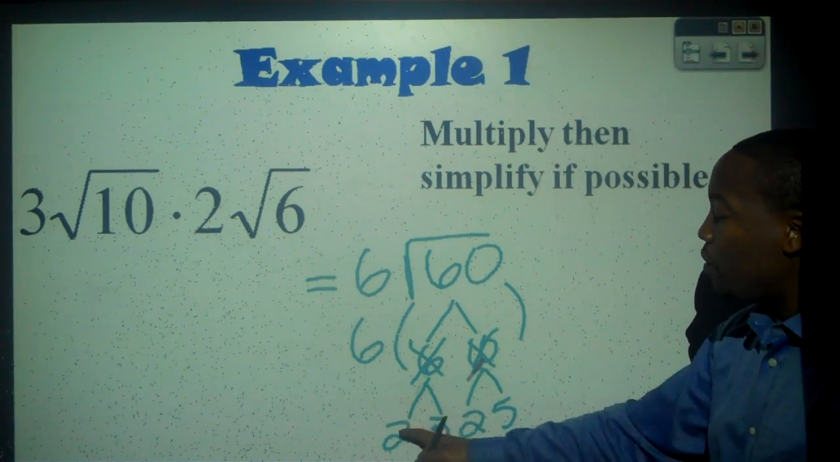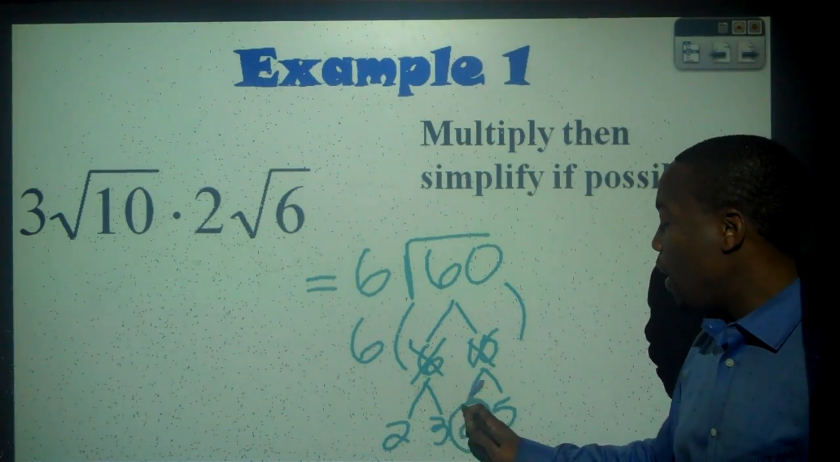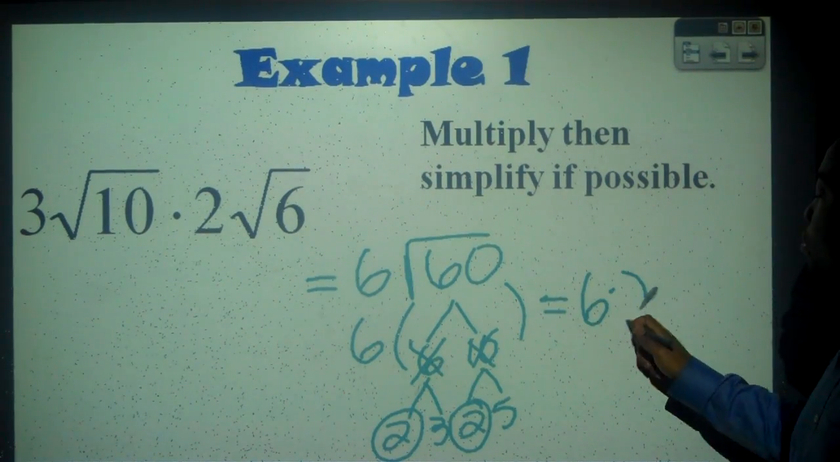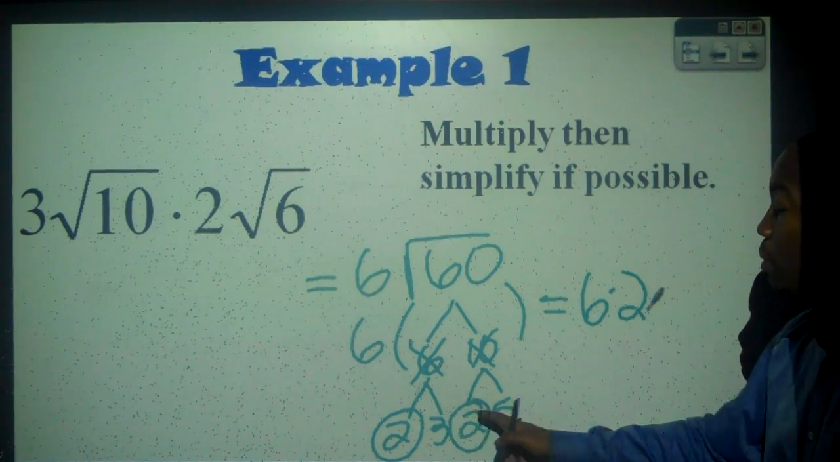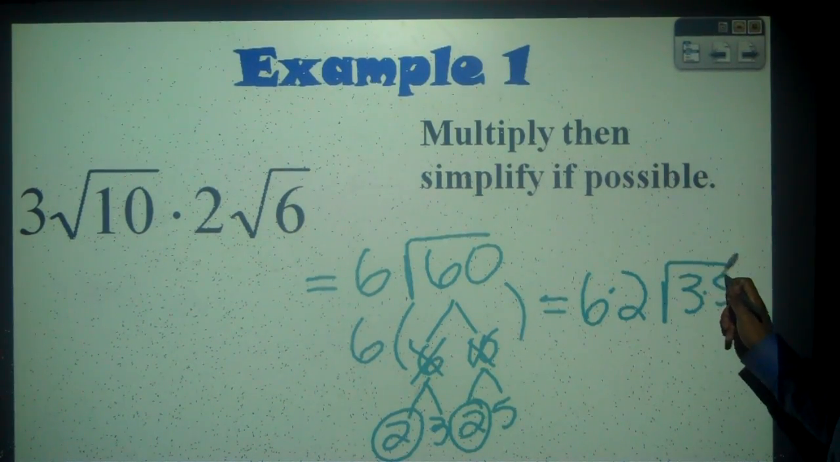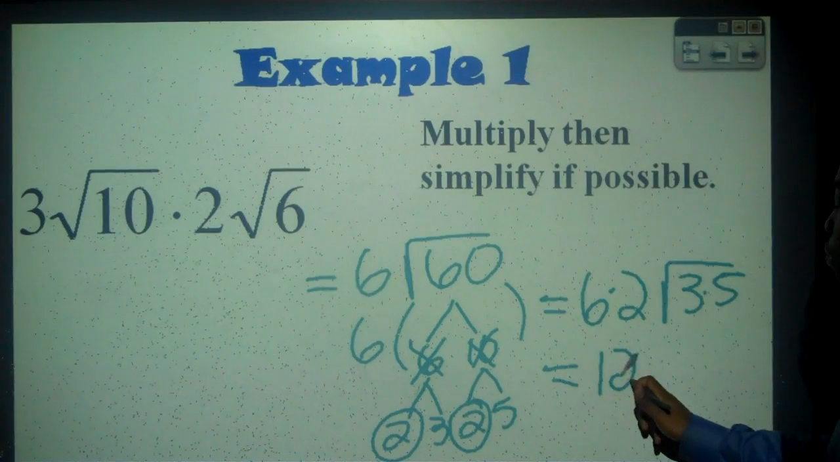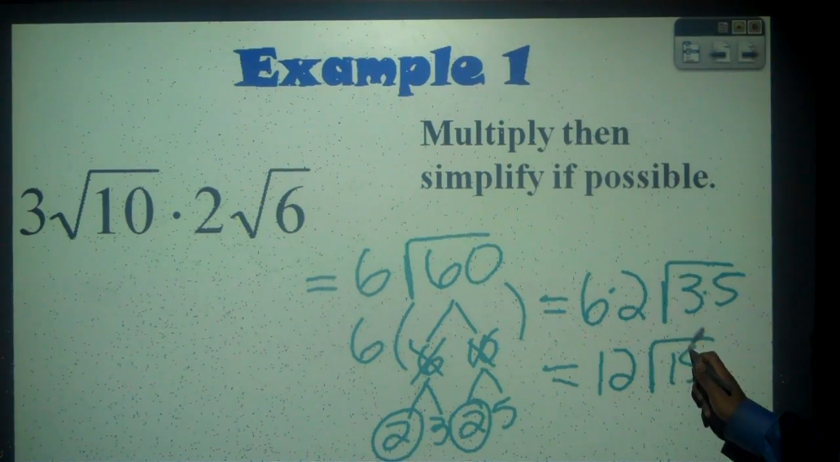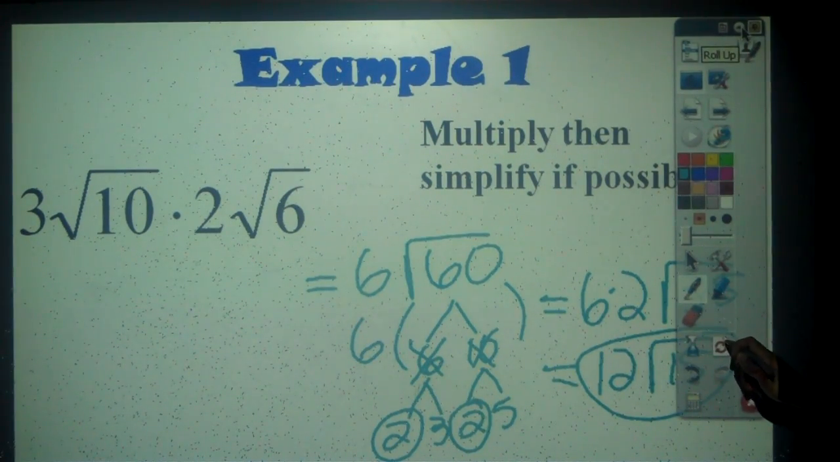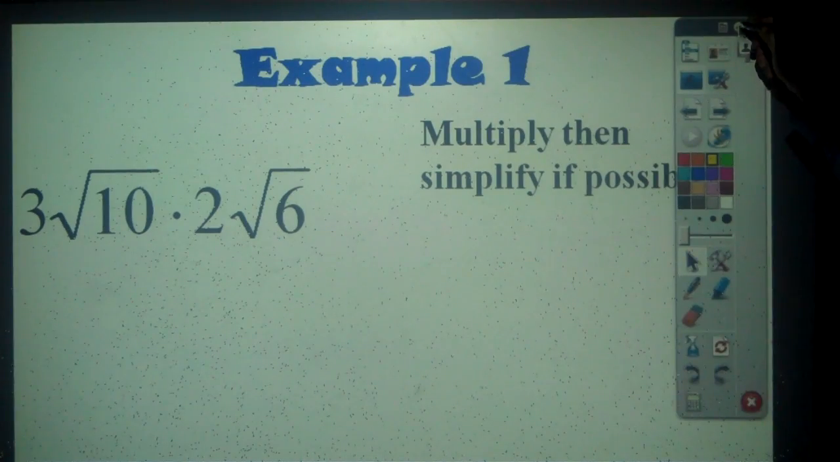So now if I have a pair of anything, I'm going to put it on the outside. I have a pair of 2's. So that would be 6 times 2, and what's left over that does not have a pair would be 3 times 5, which gives me 12 root 15. Okay? So this is my answer. Alright? So multiply and simplify. Close that out. Let's try example 2.